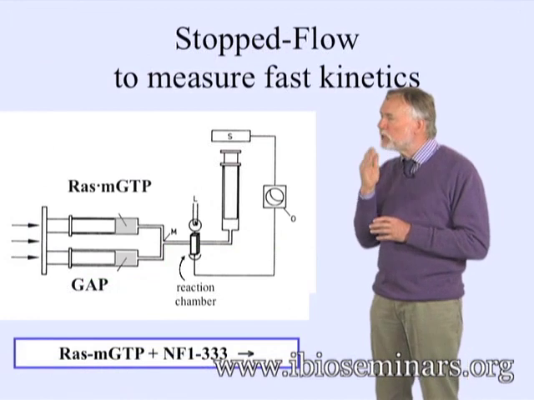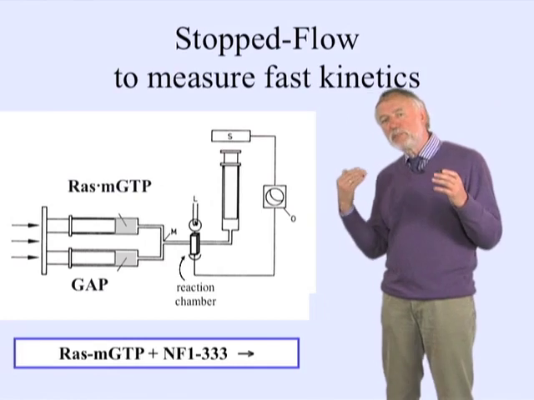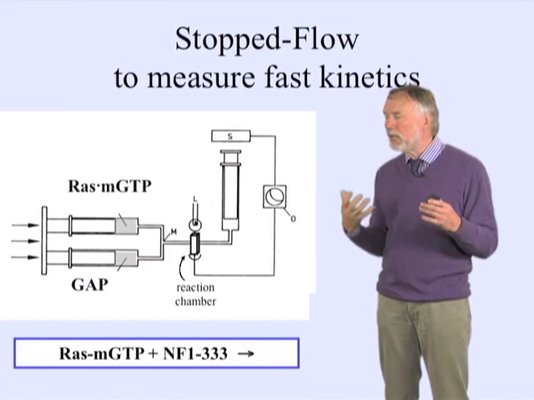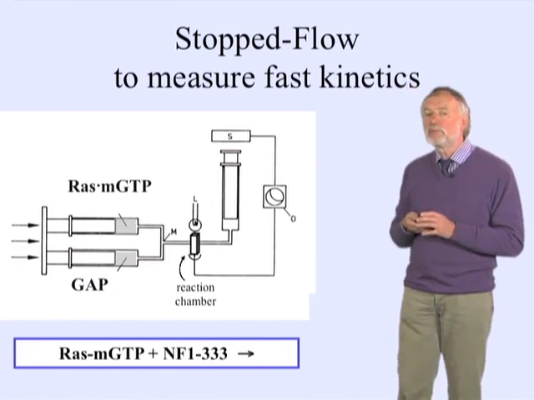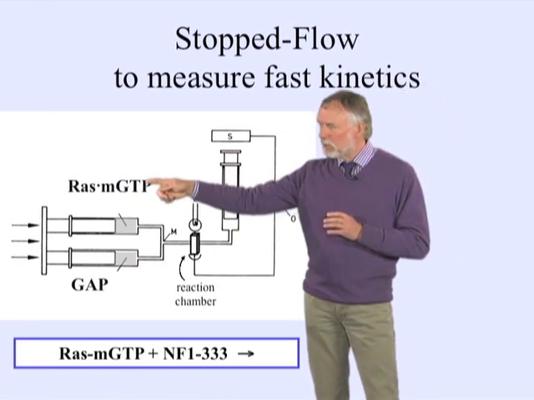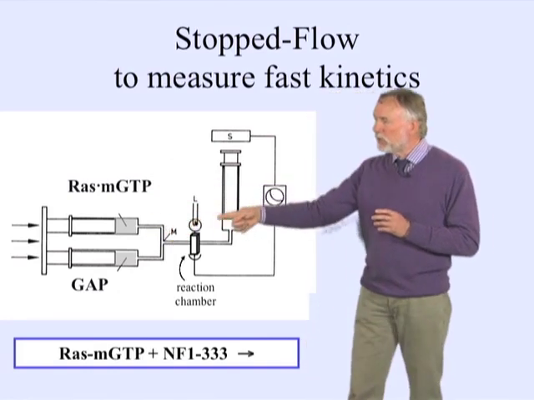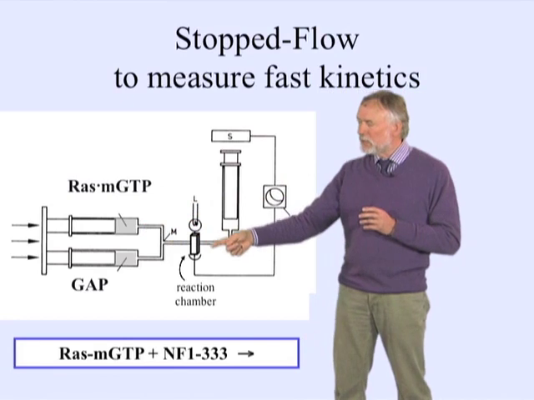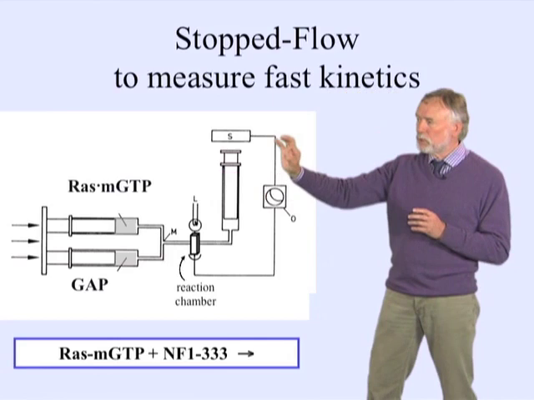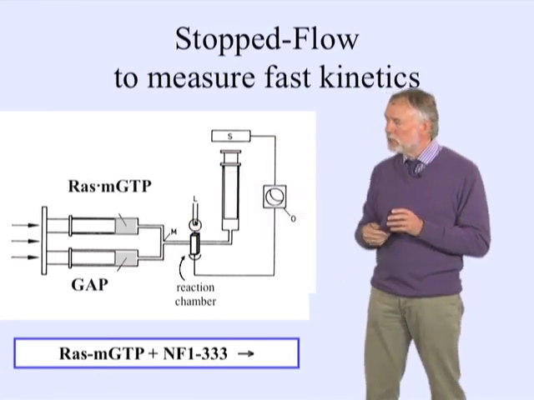And we also used stopped-flow for measuring fast reactions, because remember, the GTPase reaction, which is slow in the absence of GAP, becomes very fast, and so in order to analyze it in detail, we need to do stopped-flow kinetics. So for example, you have RAS labeled with mant-GTP, the fluorescent version of GTP, you have GAP, and you shoot them together into a fluorescence detection cuvette, and you have the stopped-flow up here in order to make sure that you put only a certain amount of liquid from these two syringes into your reaction chamber.